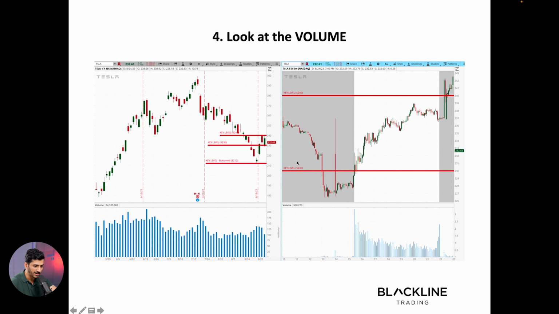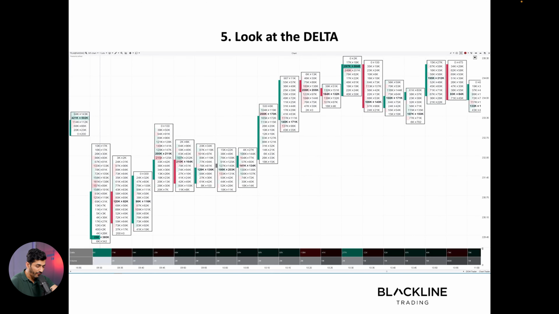Now, if you look at the volume, as we have discussed, 230 big level. As the session opens, initiative actors, they kick in. Look at the volume spike, how the volume defended that area, and the price starts moving higher. And the fifth component of the reversal trade that we want to focus on is the delta. What exactly is the delta?